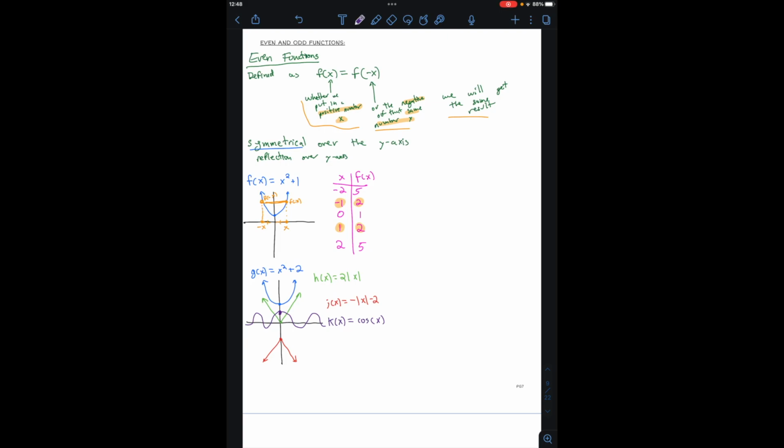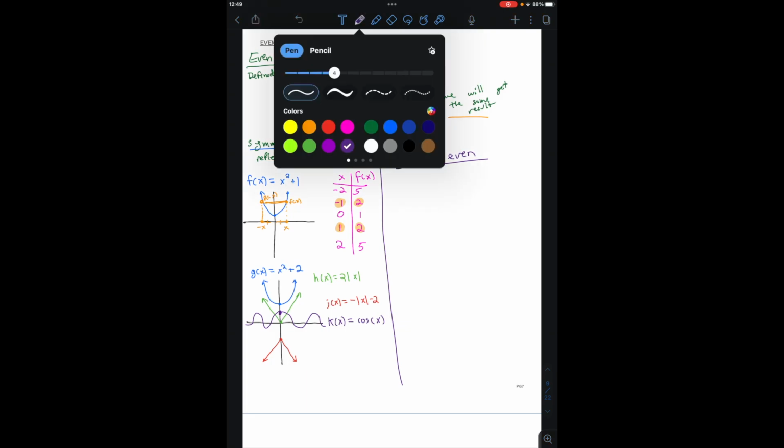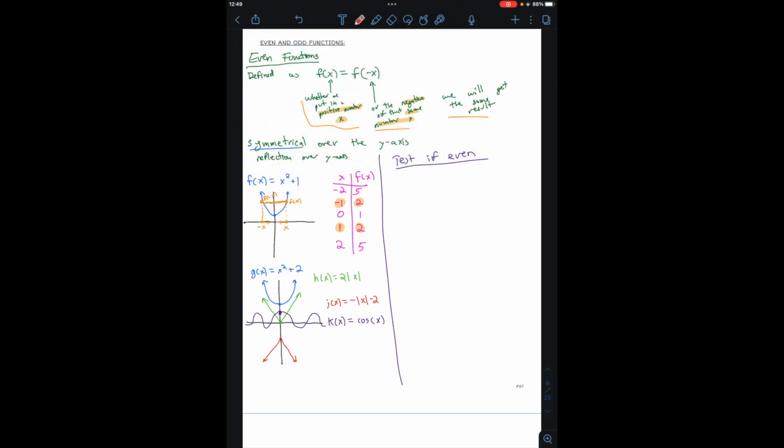Okay, so how do you test? Test if even. And really all you want to do is plug in negative x and see what happens. So if I have, let's say, f of x equals x squared plus 1, our original function, and I try to plug in f of negative x, well, I'm plugging in negative x in place of x, right? So I'm going to say f of negative x equals negative x, squared, plus 1.